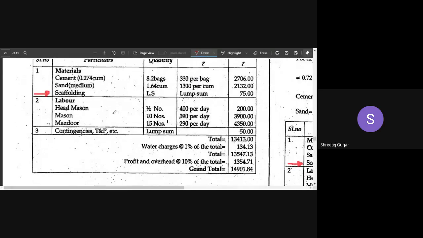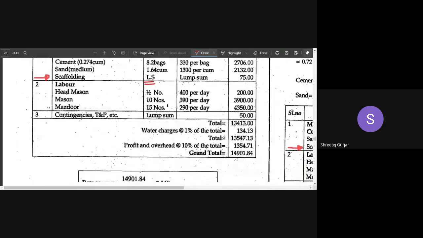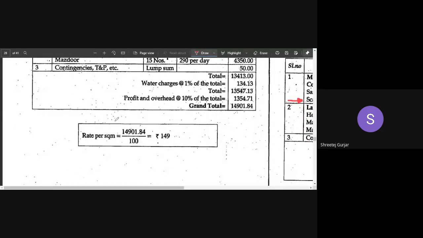You can just write down all the materials here. Materials quantities are written. Then one more important thing, do not forget to add scaffolding. Don't forget to add scaffolding. It is taken as a lump sum quantity. Okay, then labors, we know how to add labors, I've told you. And you can calculate the per square meter rate of plastering work in cement mortar 1:6.